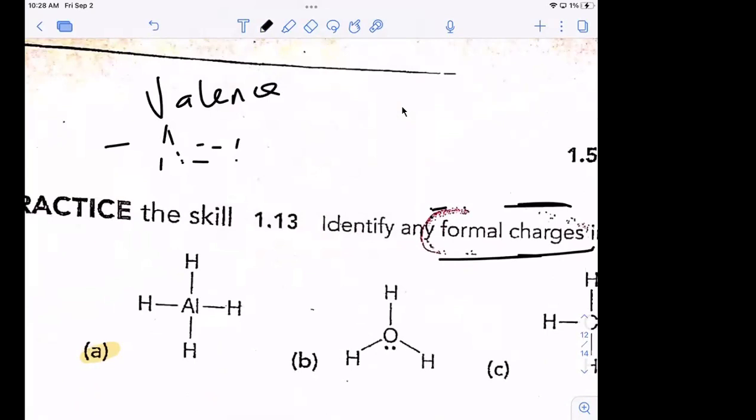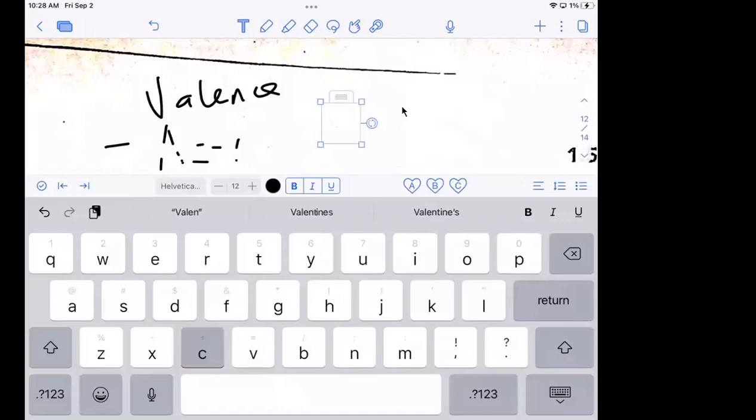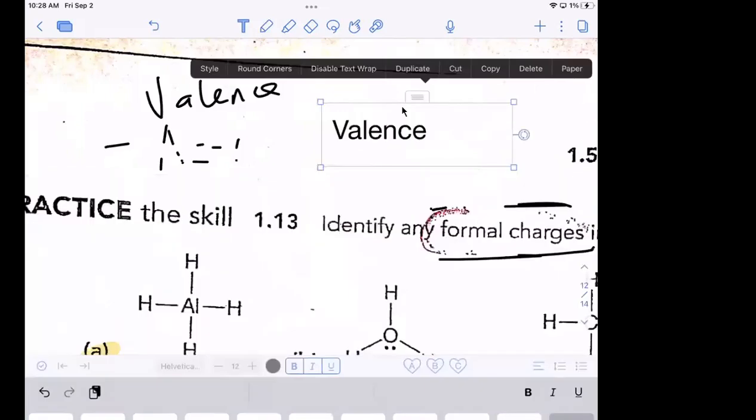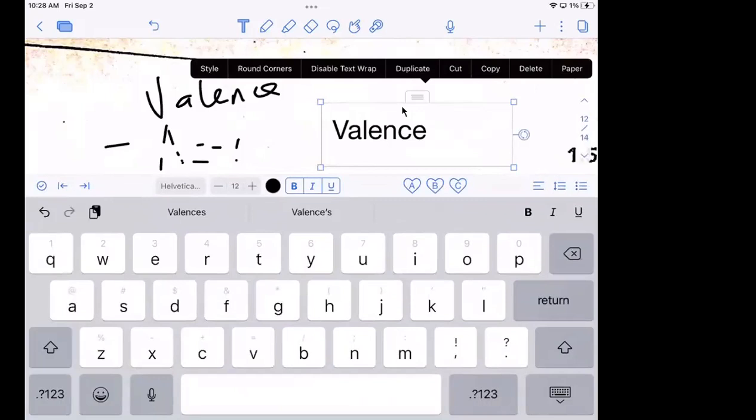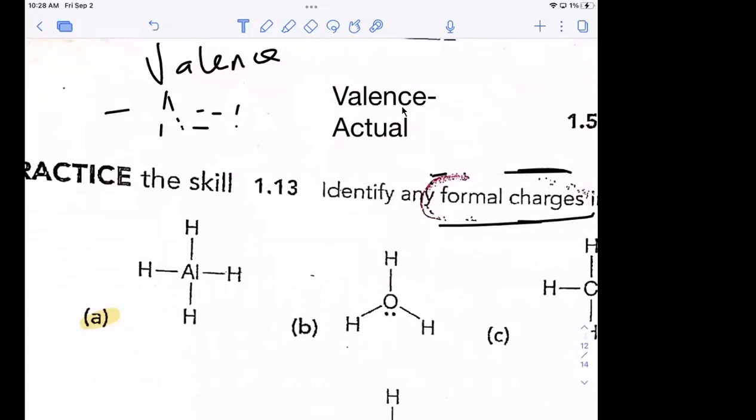Come on, iPad. All right, never mind. More than one way to skin a cat. Minus actual. I think the touch part is acting up because I got it plugged up. All right. That's okay. We're going to work it. So valence minus actual is the formal charge.